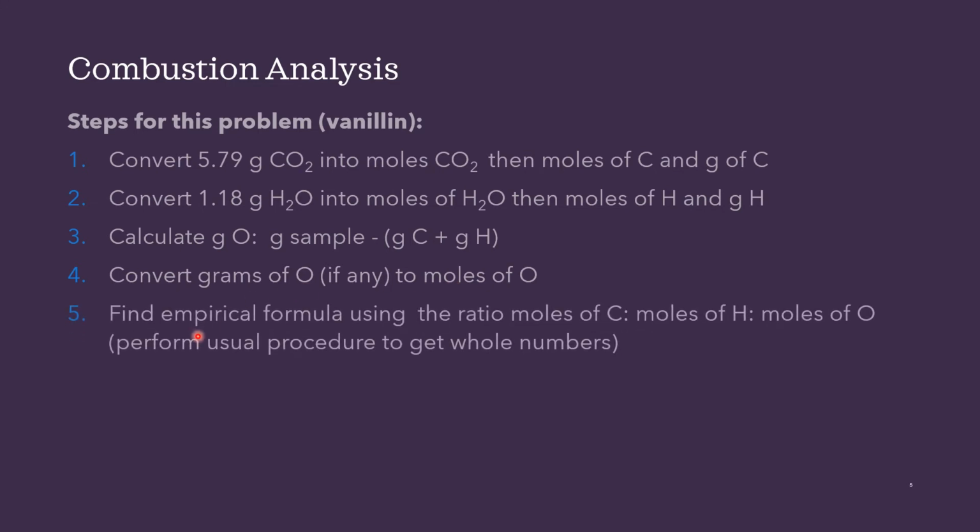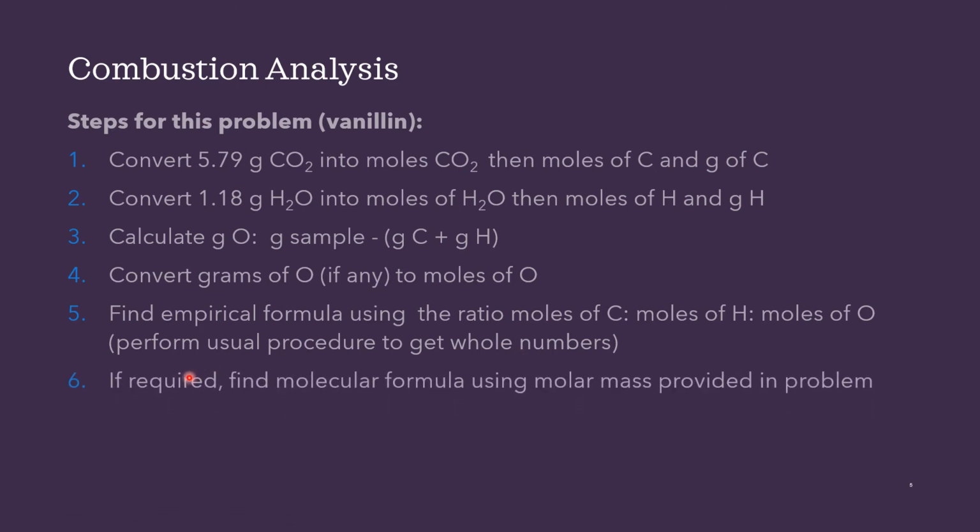How do we do that? Like you've always done. We take the ratio of moles of carbon to moles of hydrogen to moles of oxygen. We perform the usual manipulations to get whole numbers, and then we have an empirical formula. If the problem asks, you may have to find the molecular formula using the molar mass provided in the problem. As you know, the molecular formula is always going to be some whole number multiple of the empirical formula.